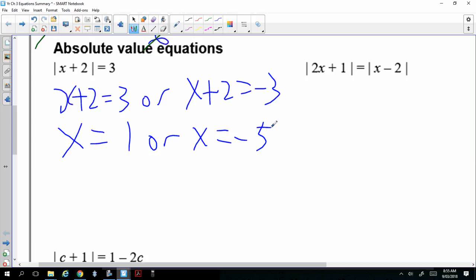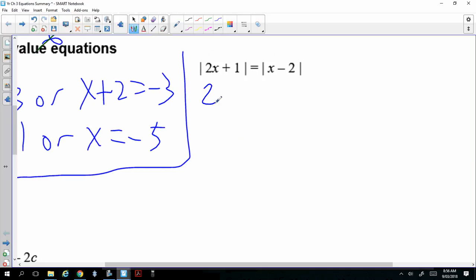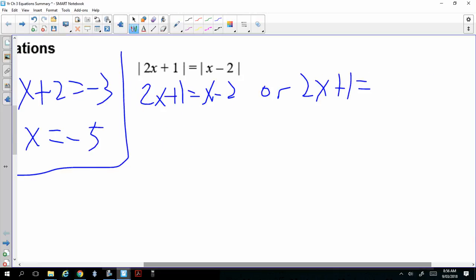That's the first type. What's the next type? You still do the same thing, 2 cases. 2x plus 1 equal to x minus 2, or 2x plus 1 equal to the negative of that. That's when you have absolute value on both sides. You do one with both plus, and one with a plus and a minus. And then you solve both equations.